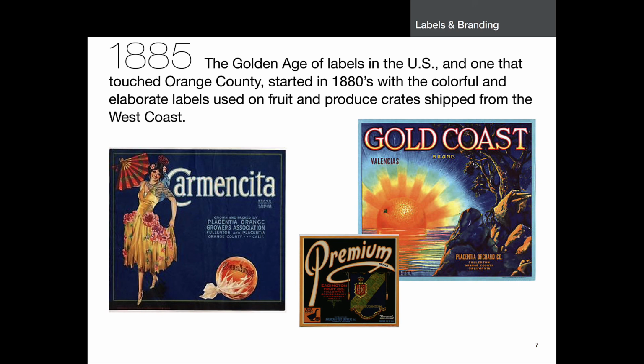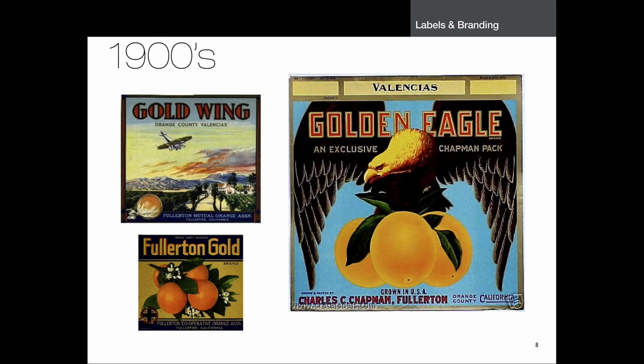Here you can see from our neighbors in Placentia some of their labels. And then here's some from Fullerton. What's interesting about this, if you ever wanted to know where Chapman Avenue, where Fullerton College is located, got its name, you can see on the right label, Charles C. Chapman, one of the fathers of the city in the early days. Fullerton is not known for their bald eagles, but that doesn't prevent them from putting it on the orange label.